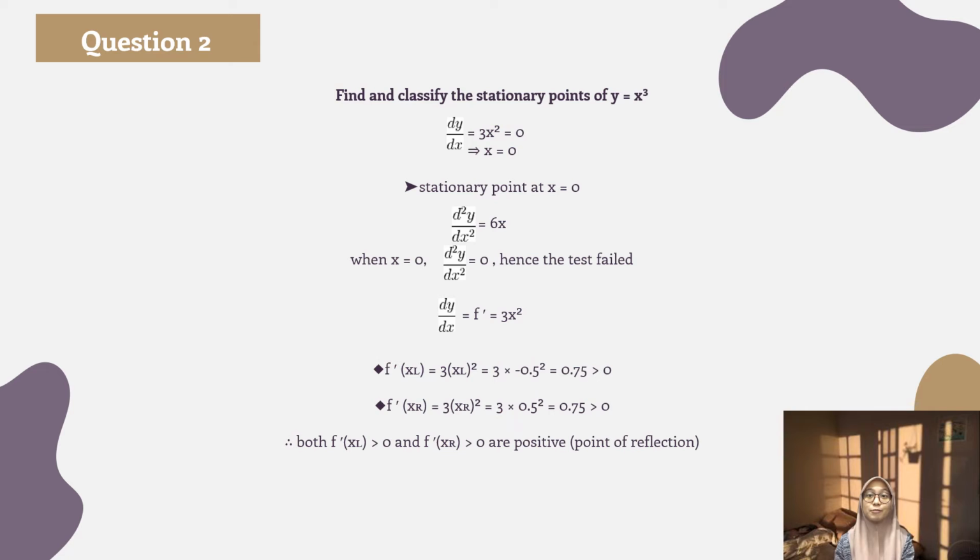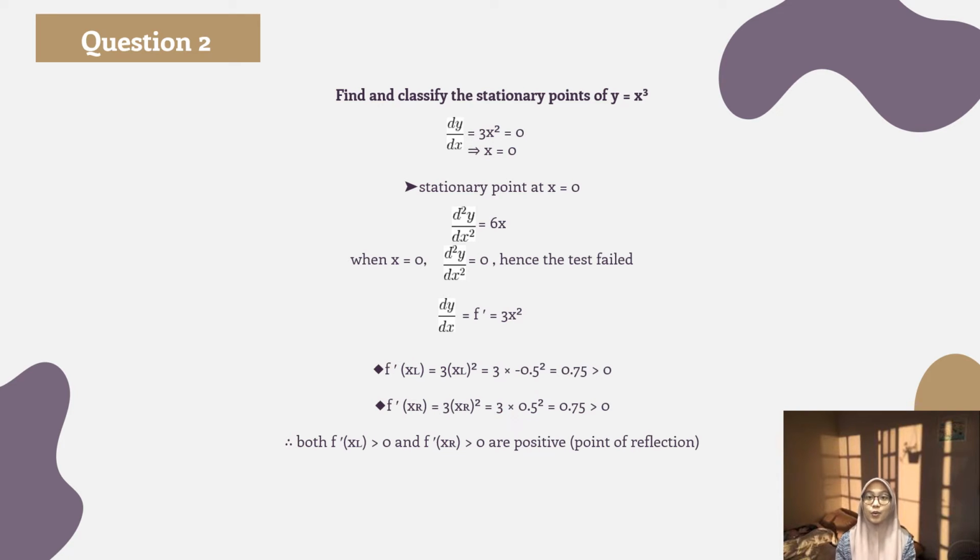We need to classify this point by finding the second derivative first. Our d²y/dx² = 6x. Now when x = 0, d²y/dx² = 0. Hence our test failed and we must carry out further tests. So we need to pick x values on either side of the stationary point at x = 0. The x value just to the left would be x_L = −0.5, and one just to the right would be x_R = 0.5.